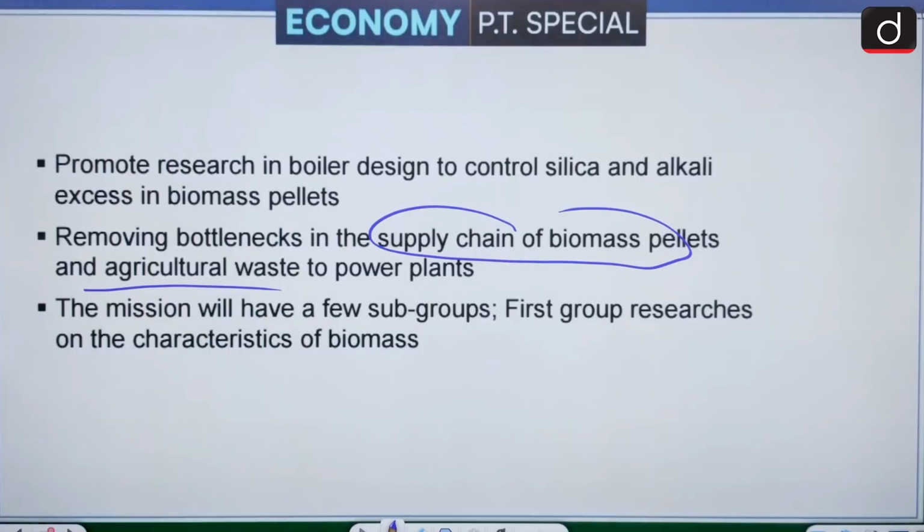Also, the mission will have a few subgroups. The first group researches the characteristics of biomass. Then only can we understand the policy.